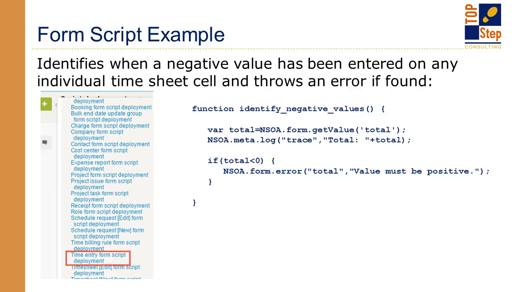make a function definition in JavaScript, you precede it with the word function, and then you give it a name, and that name can be anything. In this case, I called it identify negative values. The next line says I'm going to create a variable called total, and I'm going to use this weird NSOA thing to get the value of that.